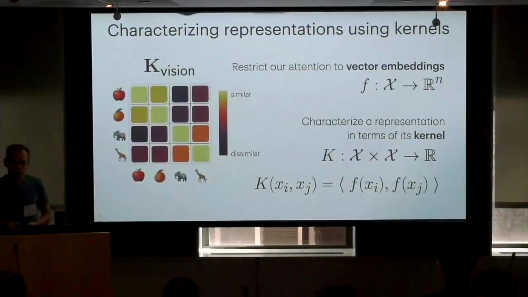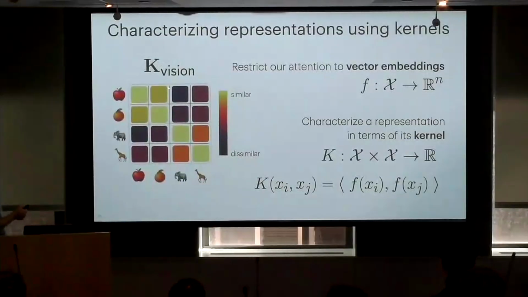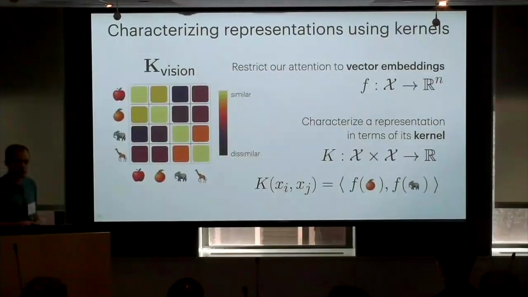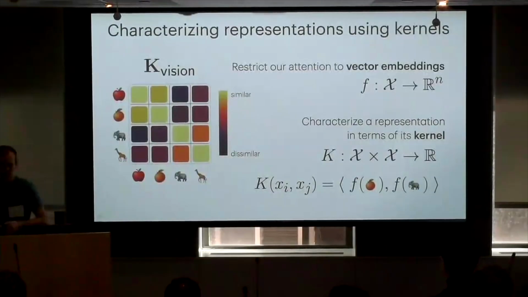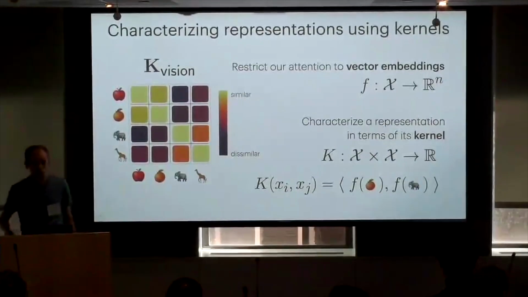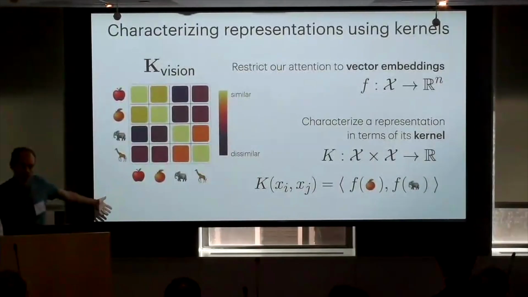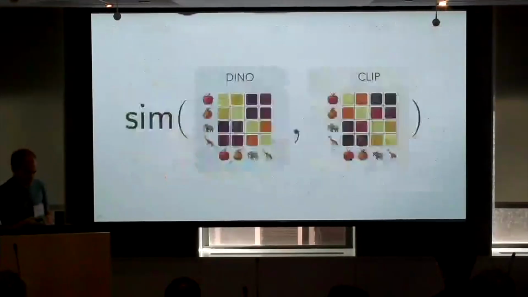So here's an example of a kernel for some cartoons, some emojis, under some vision model. This might be a pretty nice vision model because it says that apples and oranges are quite similar under this representation, and oranges and elephants are quite different. Okay, so kernel methods, and the use of kernels to characterize and solve problems, is of course a very old and popular idea. It also appears in neuroscience. People in neuroscience study these representations, but they don't call it a kernel. They call it a representational dissimilarity matrix, but it's the same thing.